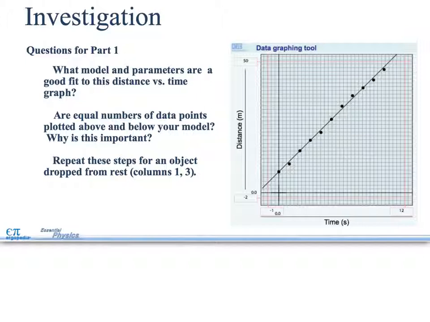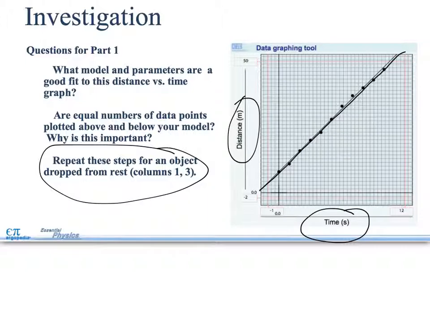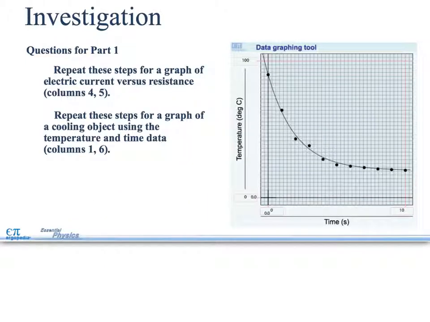Okay, what model and parameters are a good fit to this distance versus time? So you have distance and time, and you have a line that goes up just like this. What model was that? Are equal numbers of data points plotted above and below your model? Why is this important? Repeat these steps for an object dropped from rest, 1 and 3. So you just have to do 2 of these, the object dropped from rest, which is here, and the first one. Don't worry about the last 2. All right, don't worry about doing these. So we're Xing out the current resistance and the temperature and time.